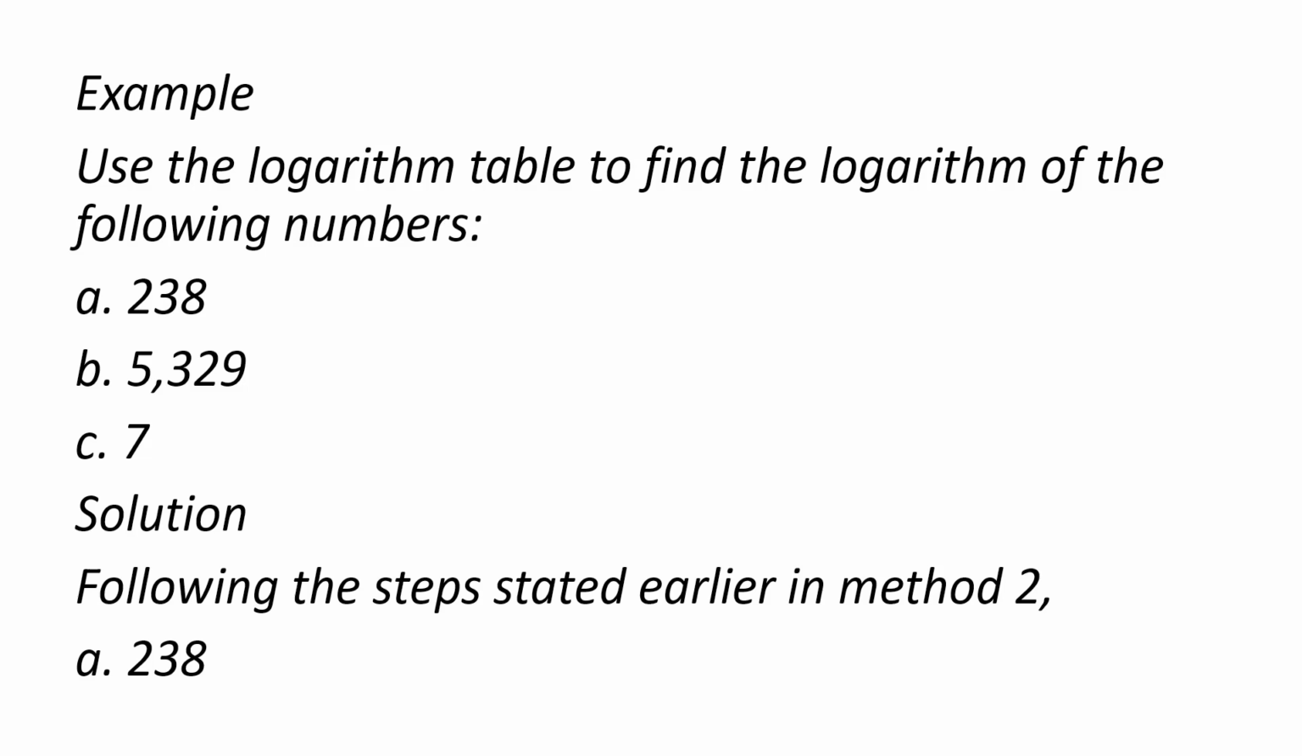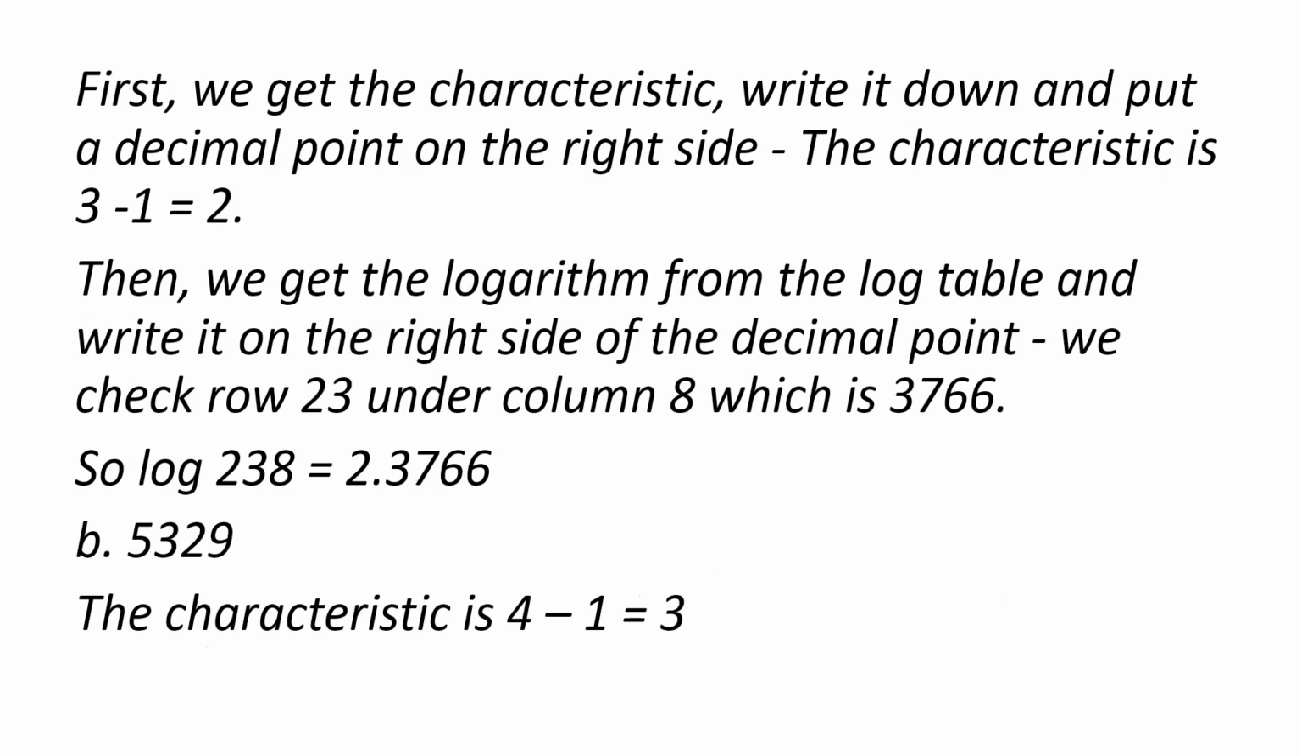Example. Use the logarithm table to find the logarithm of the following numbers. A. 238. B. 5329. C. 7. Solution. Following the steps stated earlier in method 2. A. 238. First, we get the characteristic, write it down and put a decimal point on the right side. The characteristic is 3 minus 1 is equal to 2. Then, we get the logarithm from the log table and write it on the right side of the decimal point.